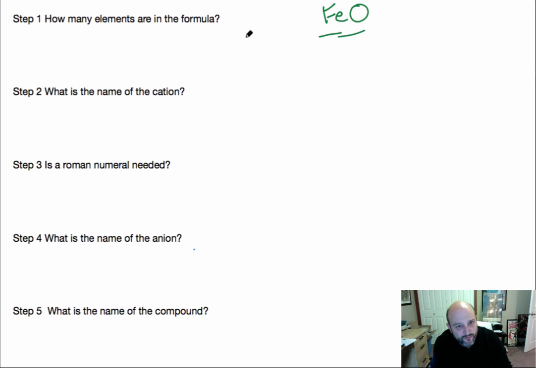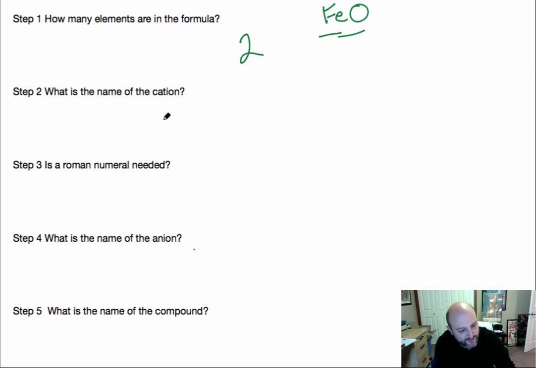There's 1, 2. There's 2, and the reason we ask this question is it helps us determine whether or not it is ionic or covalent. If they have 2, they're always going to be ionic. If there's lots more, then they might be covalent. So determine what is the name of the cation.